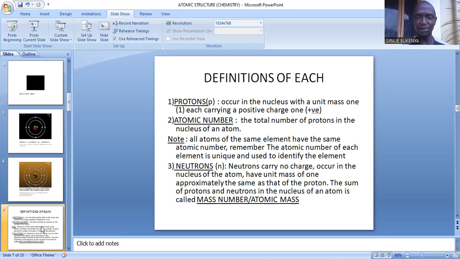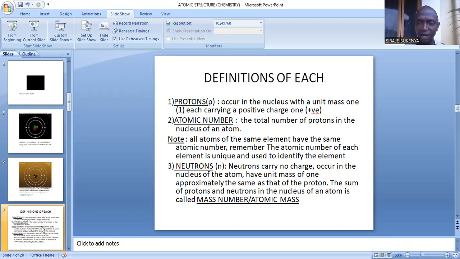Now look at some of the definitions of the terms they're using. If you talk about a proton, the protons occur within the nucleus and they have a unit mass, each carrying one positive charge. The atomic number gives you the total number of protons in the nucleus of an atom or an element. All the atoms of the same element will have the same atomic number. You see that? So this atomic number is unique for every element.